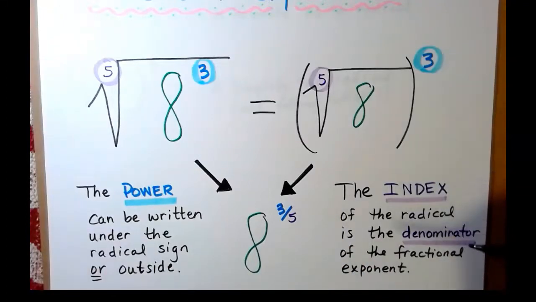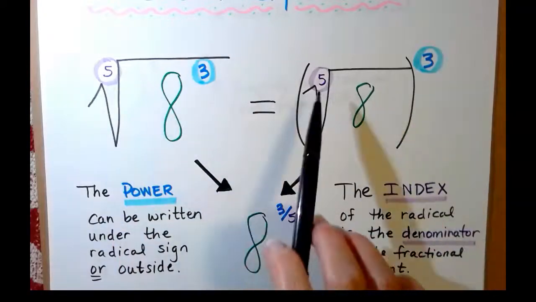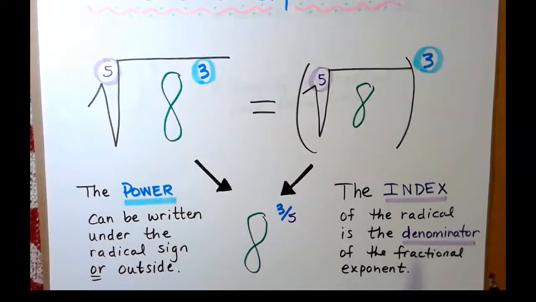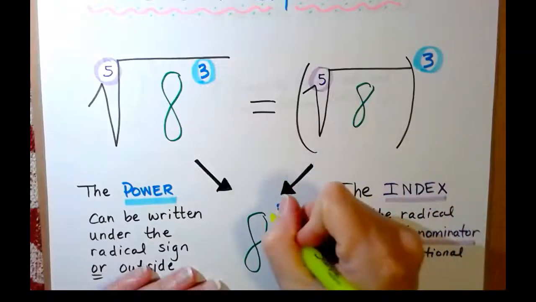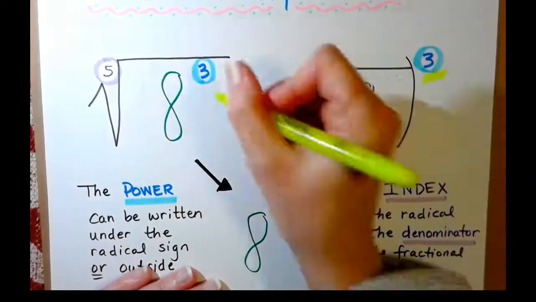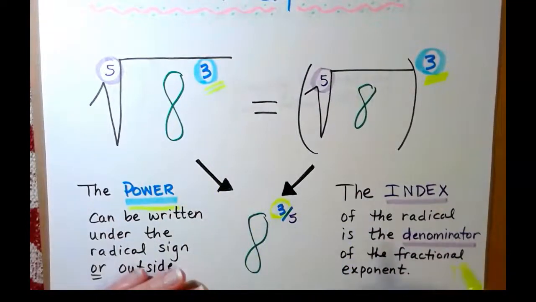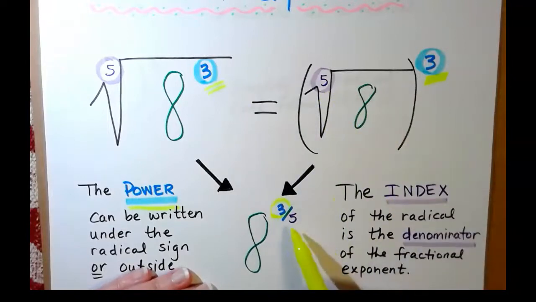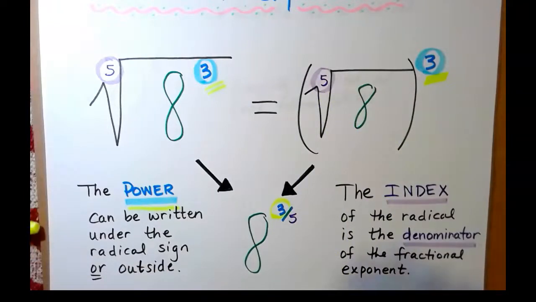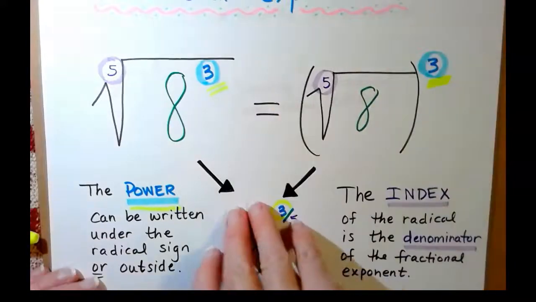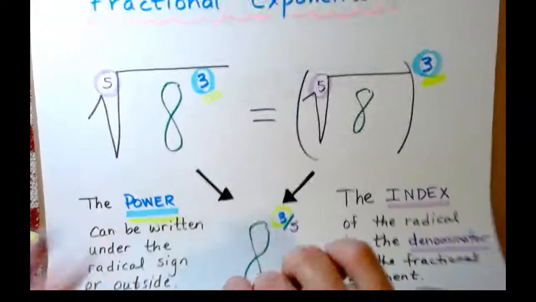And what we see here, and I've got it color-coded, is that the index of the radical, which is 5 in both of those, becomes the denominator of the fractional exponent. And we see that the numerator here, this particular 3, is the same as the power. So the power is the numerator and the index is the denominator. So that's how we can rewrite a radical as a fractional exponent.